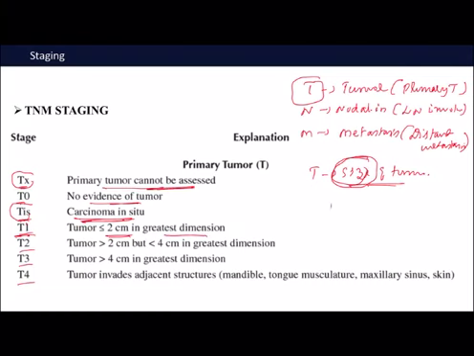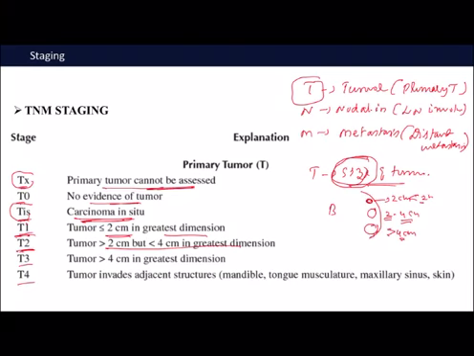Now if you consider the buccal mucosa, you have a size of the tumor which is either 2 centimeter or less than 2 centimeter in diameter, what we call the T1 stage. And if the size is between 2 to 4 centimeter, that is more than 2 centimeter and less than 4 centimeter, we consider it as T2. This is in greatest dimension. And whenever it is T3, it has to be more than 4 centimeter only, right?